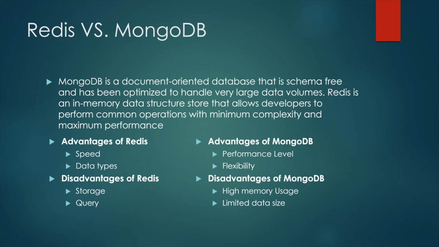The advantages of MongoDB are going to be the performance level and flexibility. Since it is a document-oriented database, it is very flexible, based on how the documents can be run and what can be within the documents. However, the disadvantage is that because it is using documents, there is a limited data size, and those documents use a lot of memory, so there is very high memory usage.